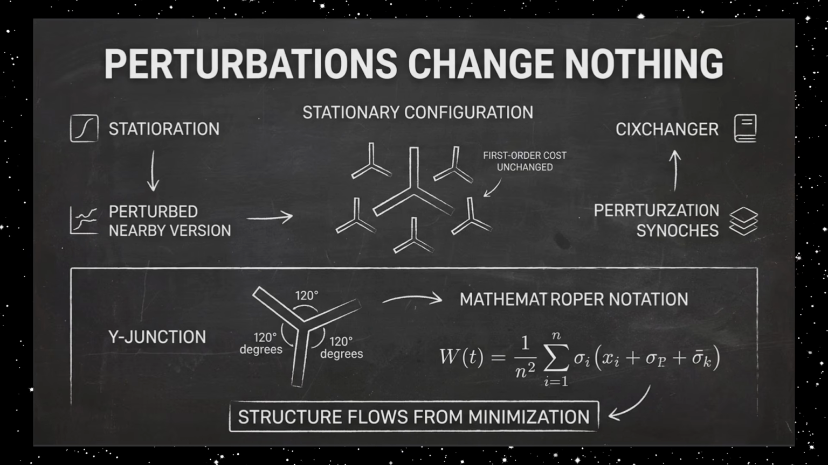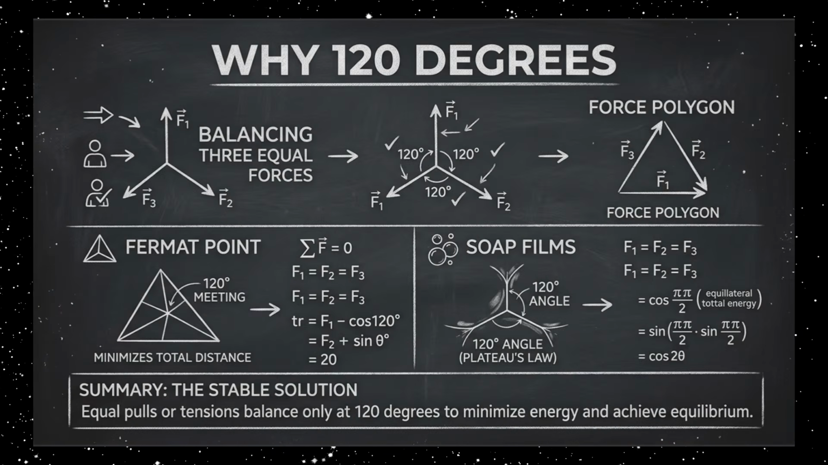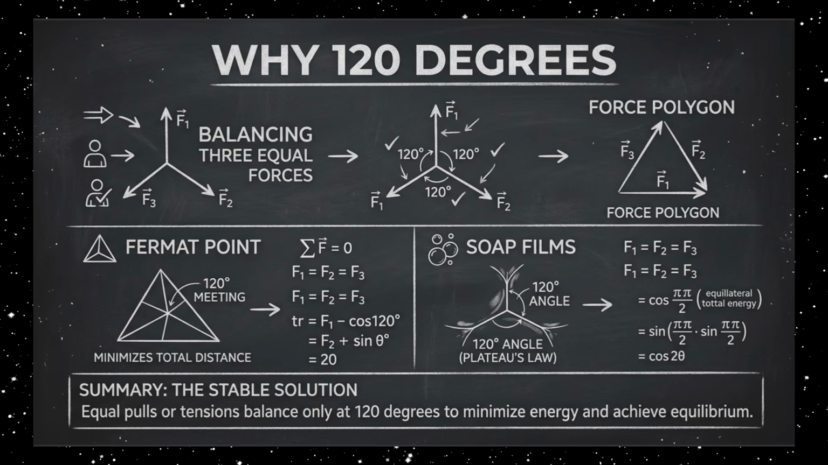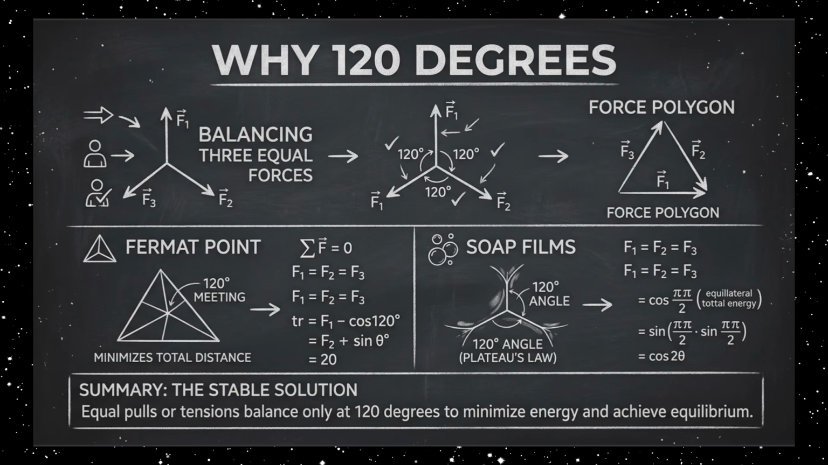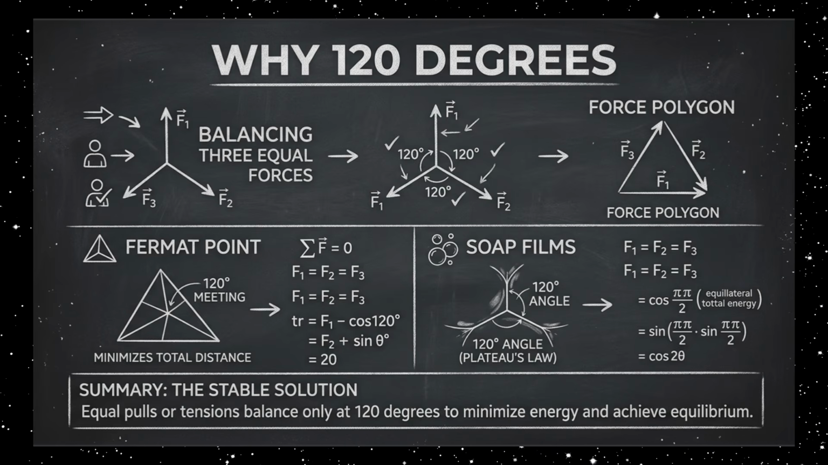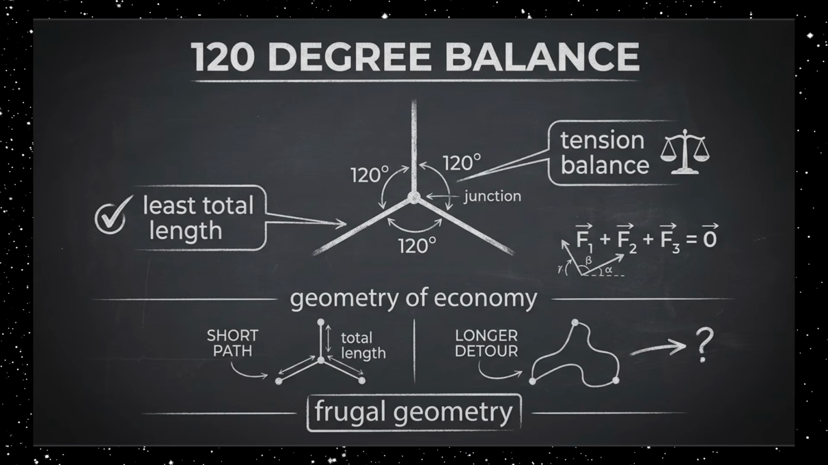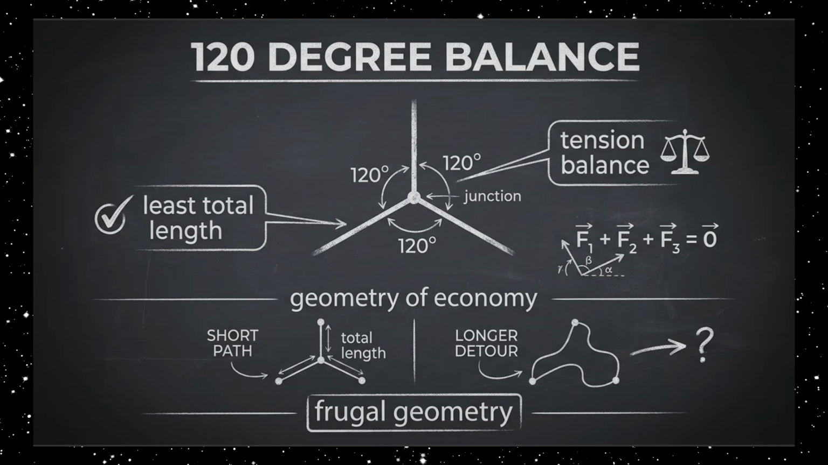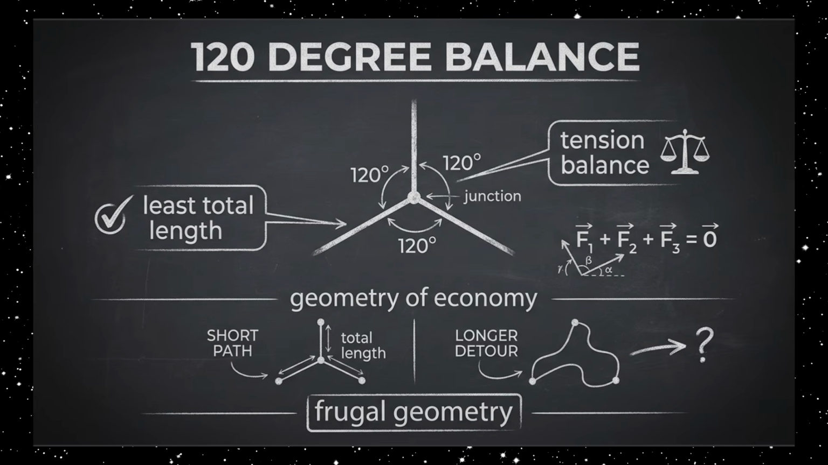The 120-degree angle, the number that keeps appearing, is a consequence of this minimization. When three equal forces pull on a point, the only stable arrangement is the one where the forces are 120 degrees apart. That's why the Fermat point has 120-degree angles. That's why Plateau's borders meet at 120 degrees. That's why the Steiner tree has 120-degree junctions. It's the geometry of balanced tension, the geometry of economy, the geometry that arises when nature is being as frugal as it possibly can. Let me push this even one step further.